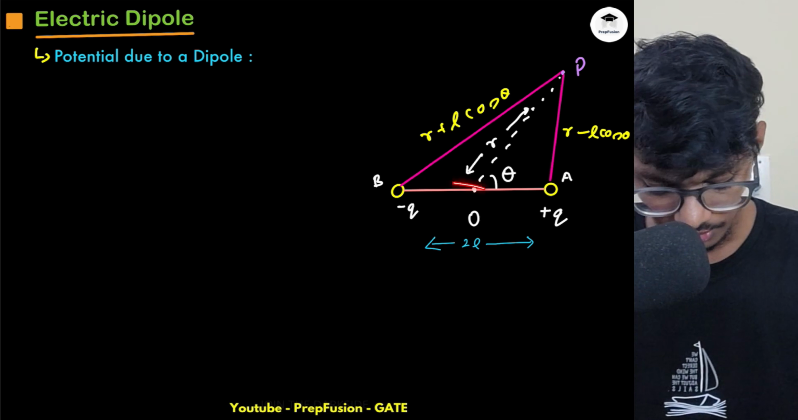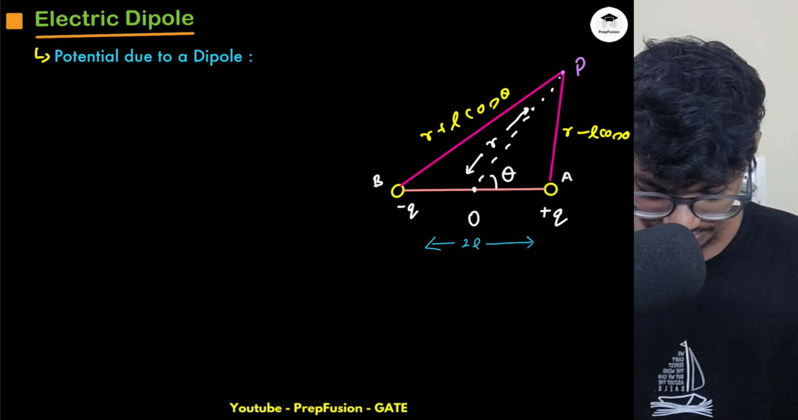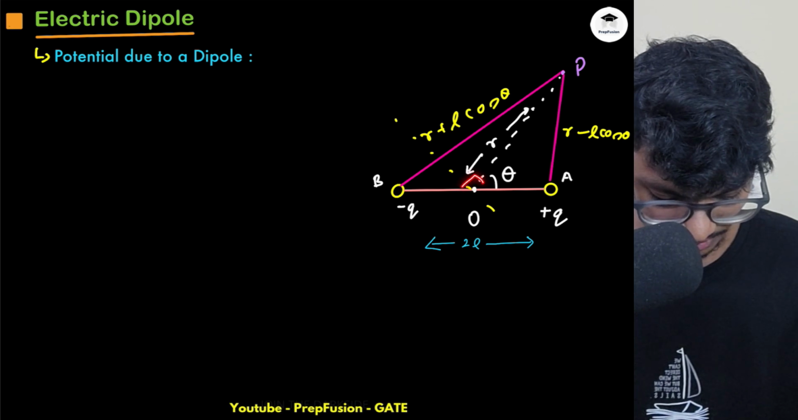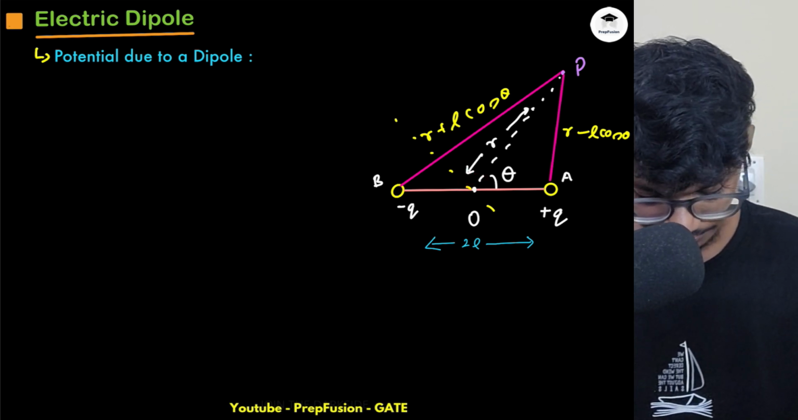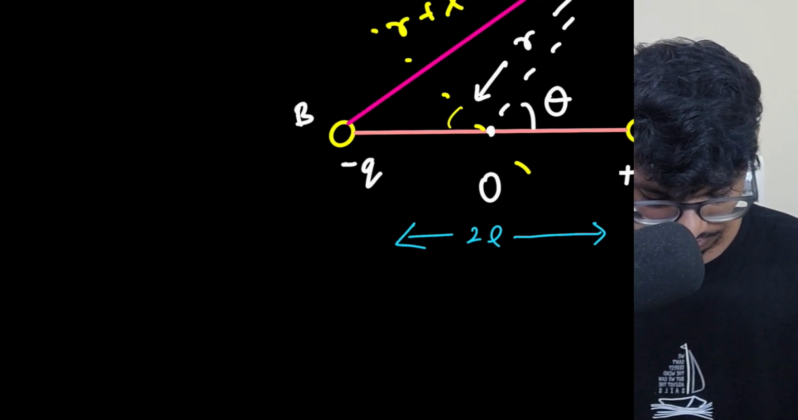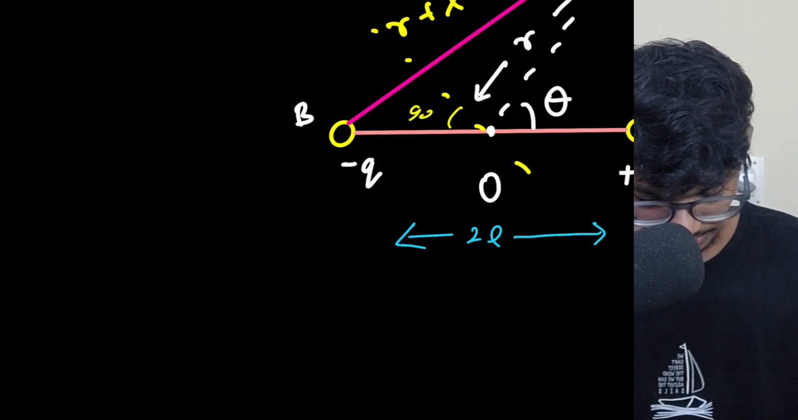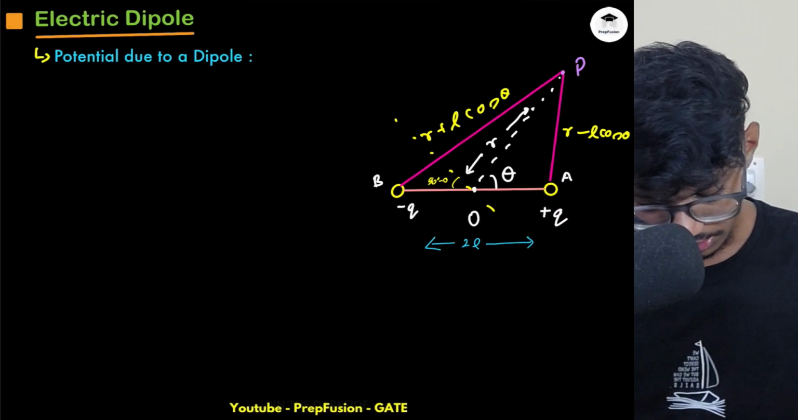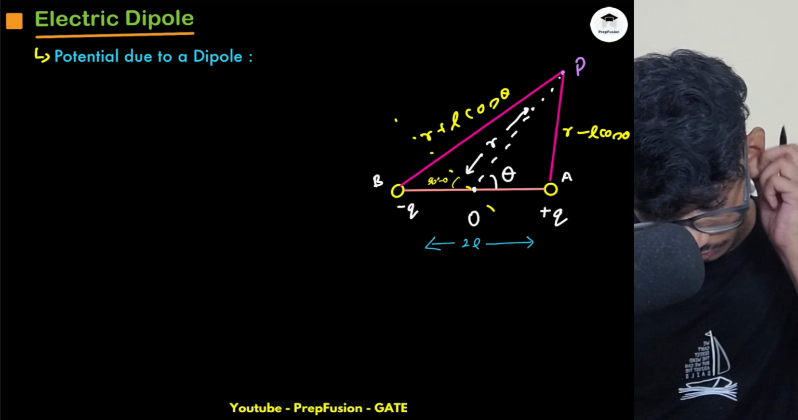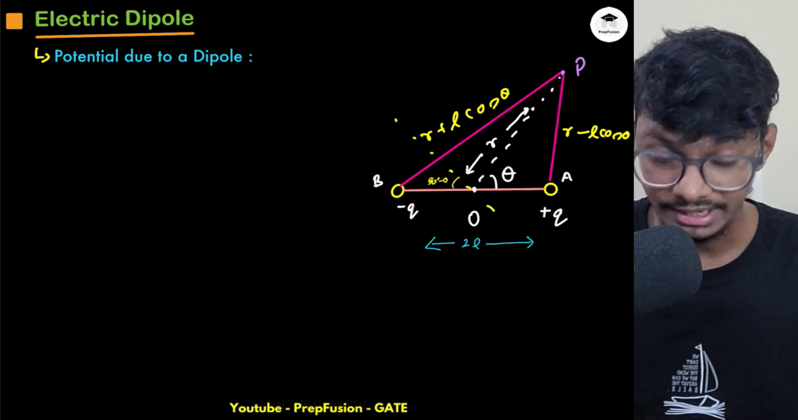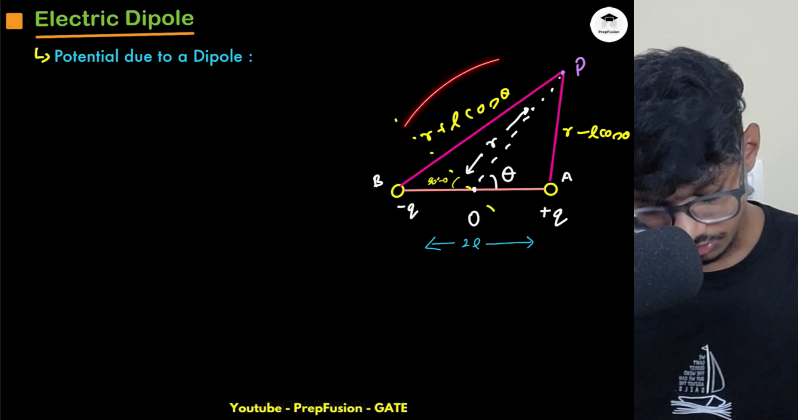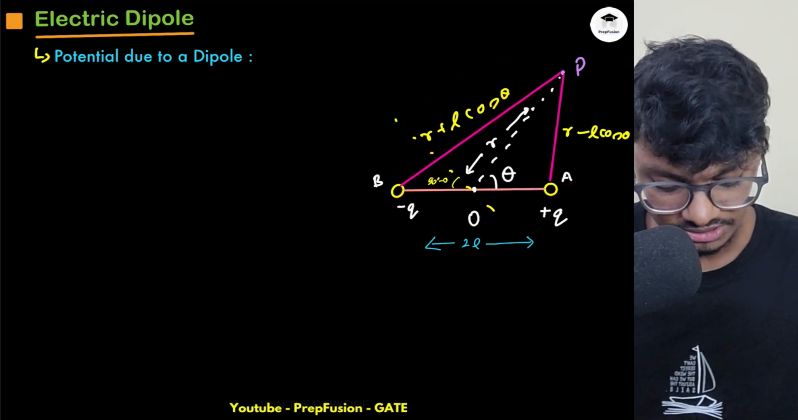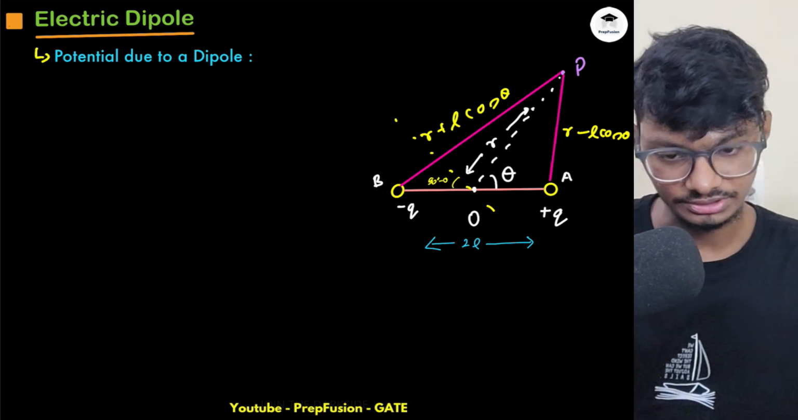This will be plus, because if I draw the perpendicular like this, this angle will be 90 minus theta actually. So this is L, and this will be L sin theta, and for 90 minus theta, that is L cos theta. So the overall length will be r plus L cos theta, and this length will be r minus L sin theta. This is just an approximation that we have to take.